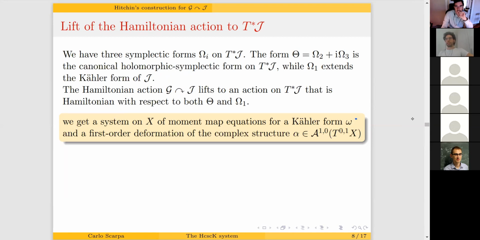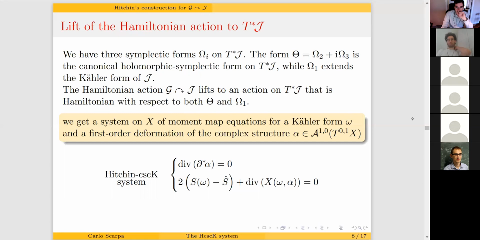So the variables now will be a Kähler form, omega, and also a first order deformation of the complex structure. So this is a (1,0)-form with values in the anti-holomorphic bundle of X. Good. Okay, so the system looks like this. We call it the Hitchin-cscK system, or for brevity, the HcscK system. It has one major difference from Hitchin's equations, in that the two variables enter in both the first and the second moment map equation.